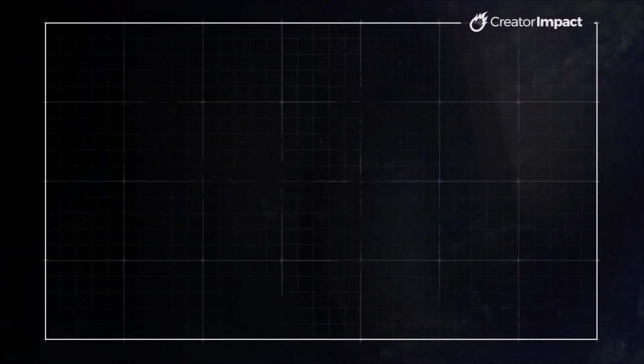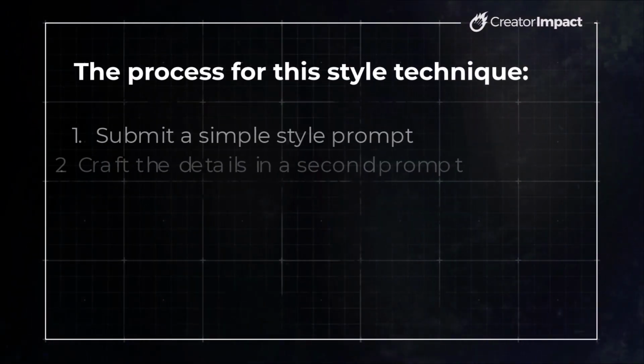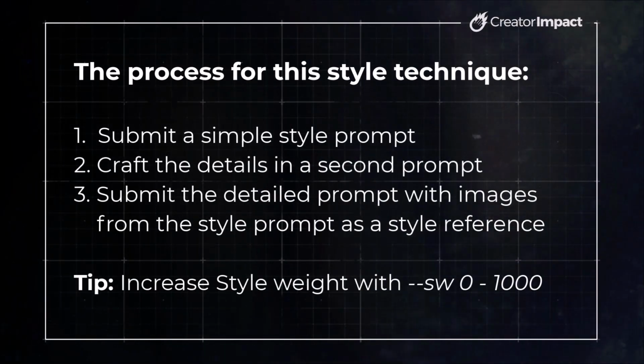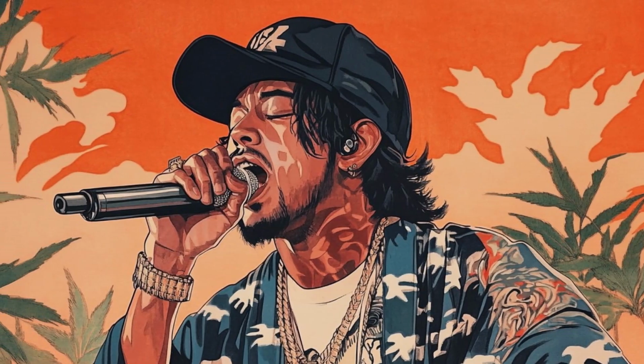So the recipe for this would be to simply prompt for your basic subject and the style, and then you can create a more detailed prompt and simply drag the style image in as a style reference and combine those as a way for creating the image you're after. This also makes it easier for adjustments.